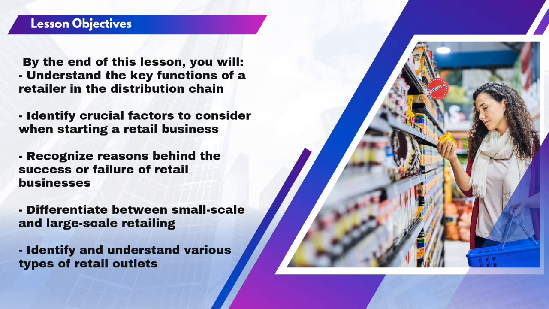As usual, you should get your writing materials ready. We will be starting with our lesson objectives. By the end of this lesson, you will understand the following as a student. You understand the key functions of a retailer in the distribution chain. Identify crucial factors to consider when starting a retail business. Recognize reasons behind the success or failure of a retail business. Differentiate between small scale and large scale retailing. Identify and understand various types of retail outlets.